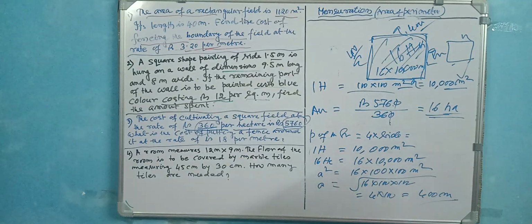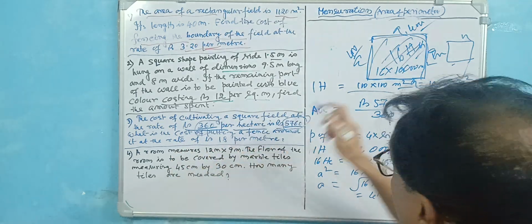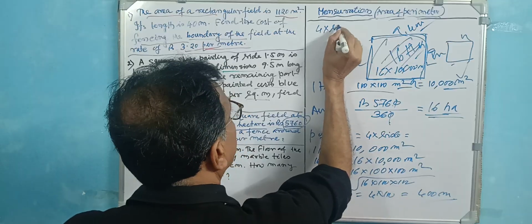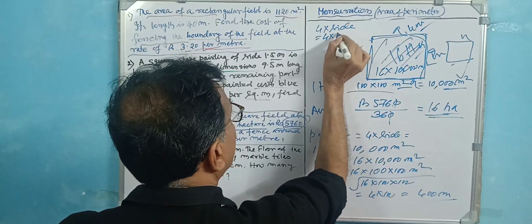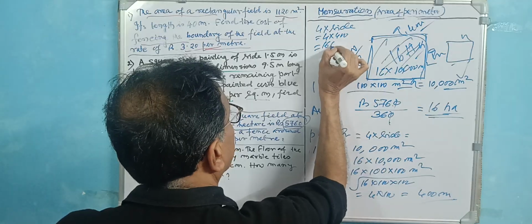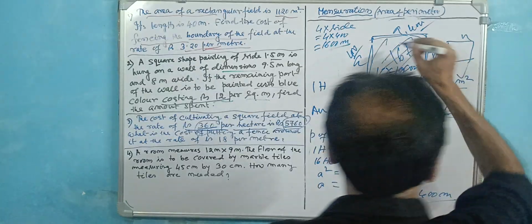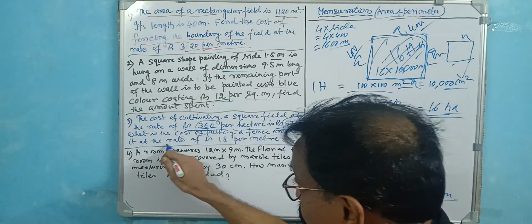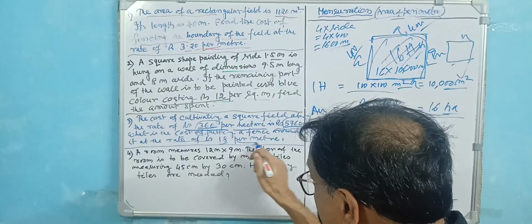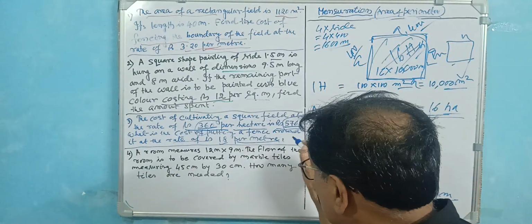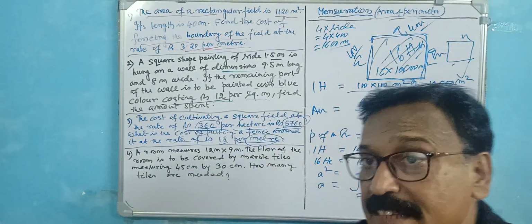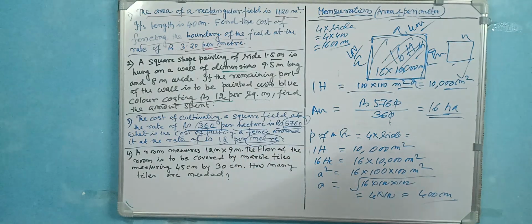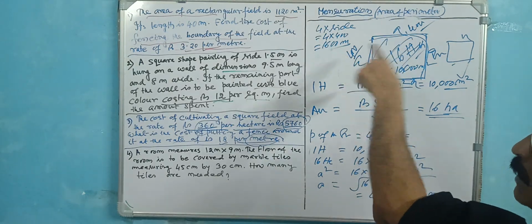Okay. Now, what is the cost of putting a fence? Fence means the perimeter, that means 4 into side. 4 into side means 4 into 400, that is in meters. Fencing means the distance. If the rate is 18 rupees per meter, then this is the length. You find out the length, or the perimeter is also a length. The fencing is length. Now 1600 is the total length.